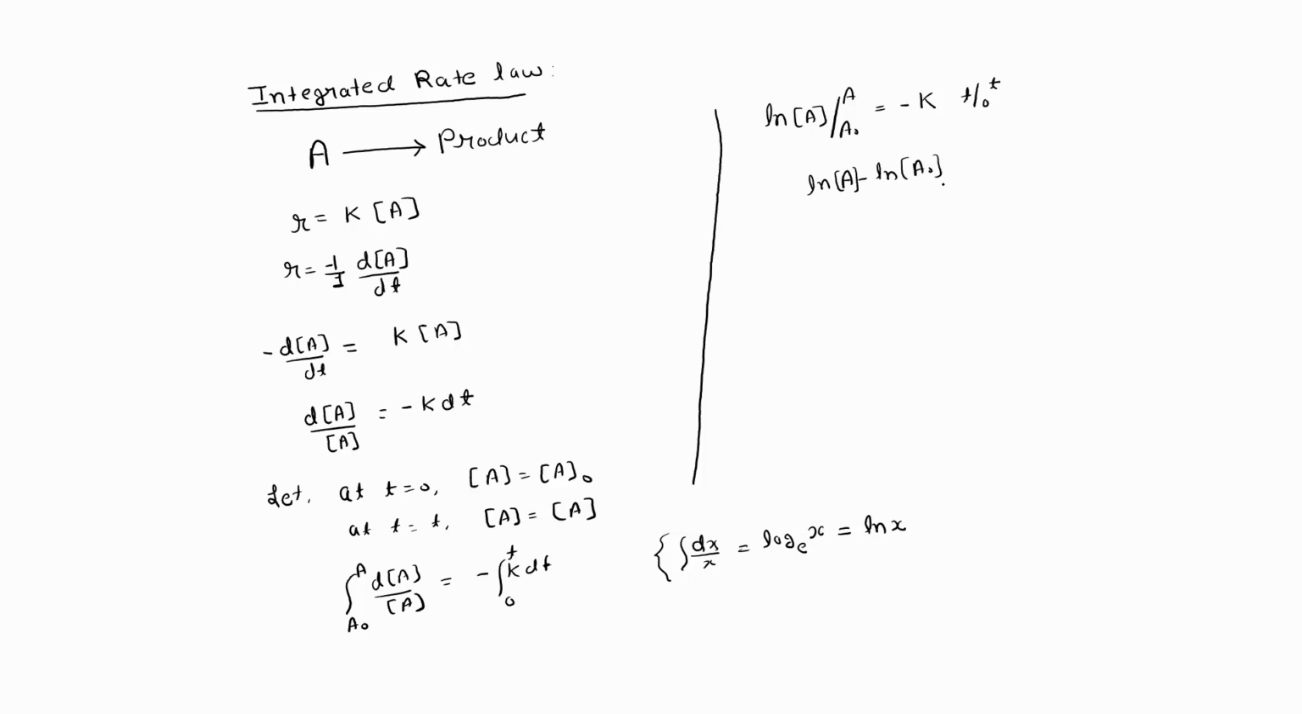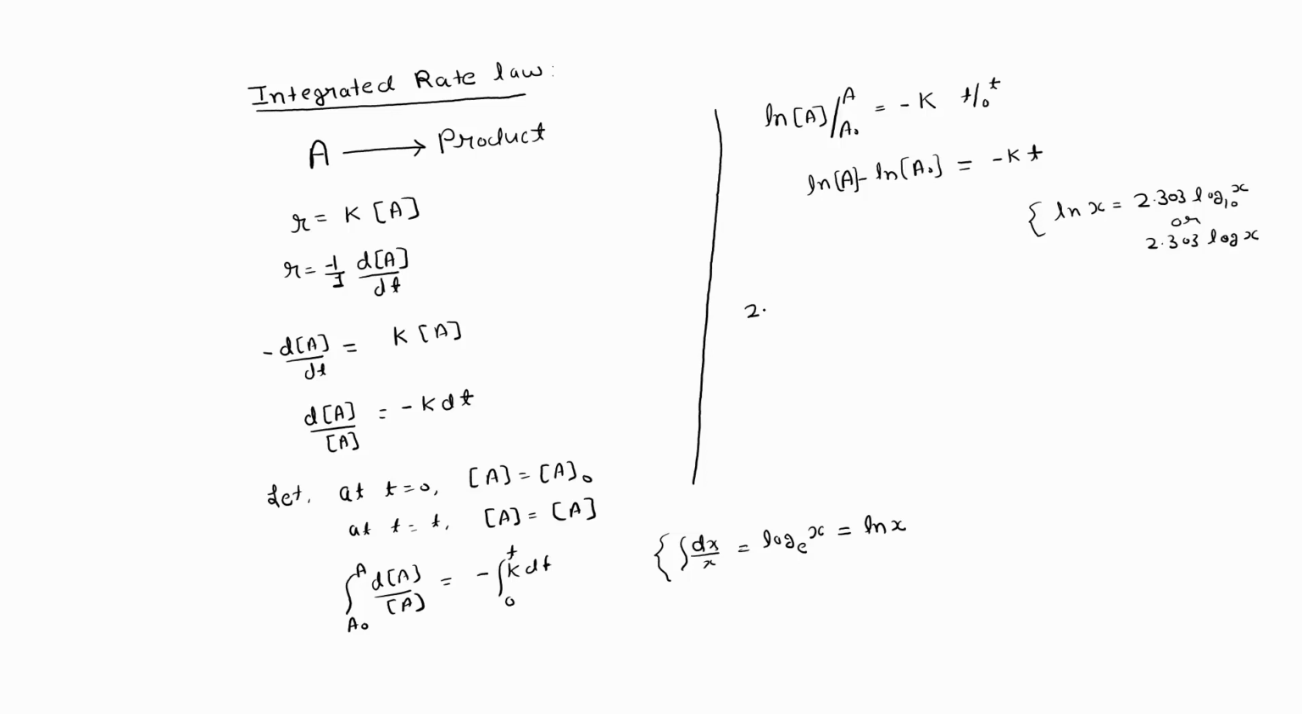A minus A naught is equal to minus KT. We don't know the value of ln 2, ln 3, but we know the value of log 2. So we convert the ln factor to log factor. The conversion formula is: ln x can be written as 2.303 log base 10 x, or we can say 2.303 log x. Okay, so we convert this.